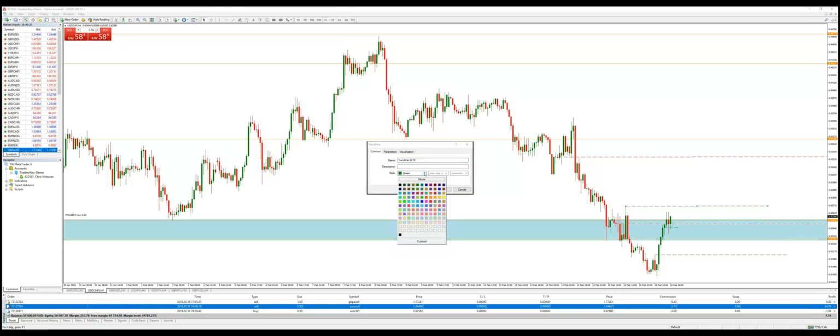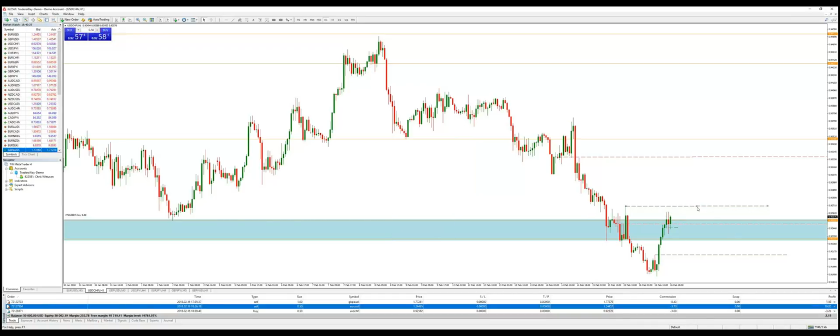And this one you can color anything but red and green. It's just the level that you want to see it pass above. You may have a lot of hesitation or a failure right here, but at least that could be your first take profit level.